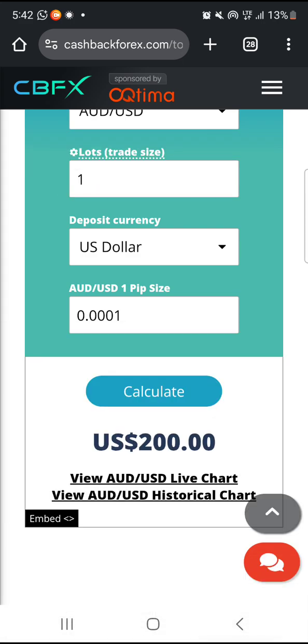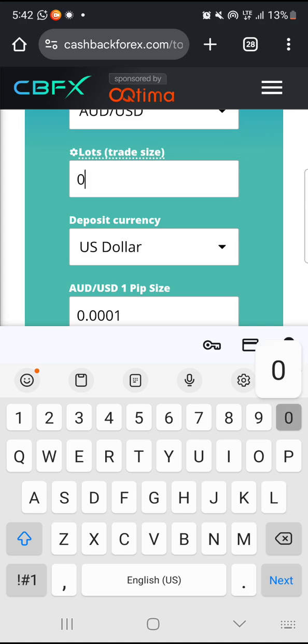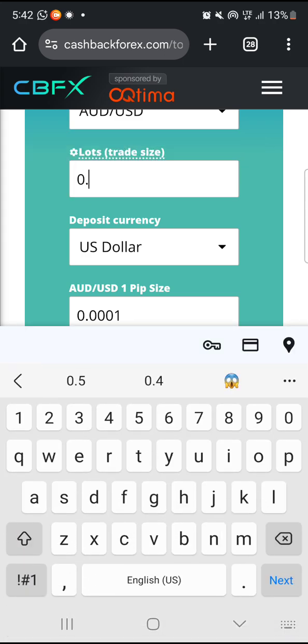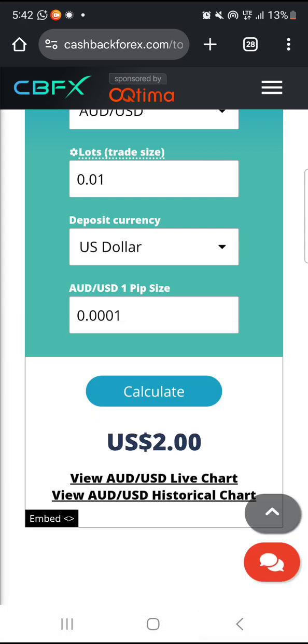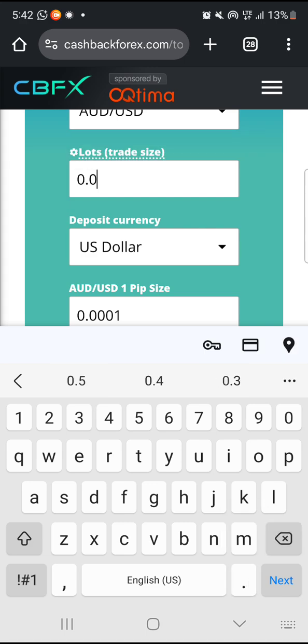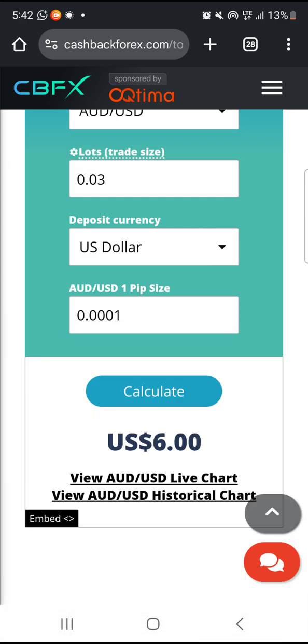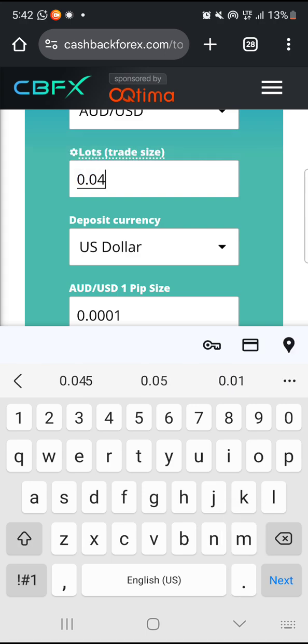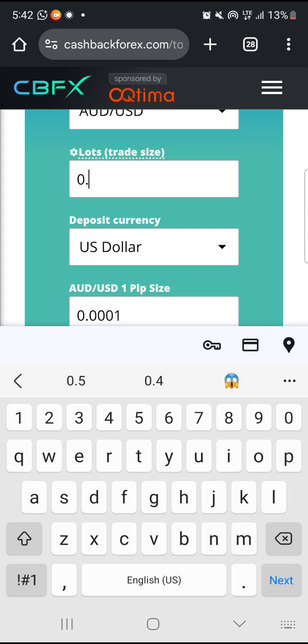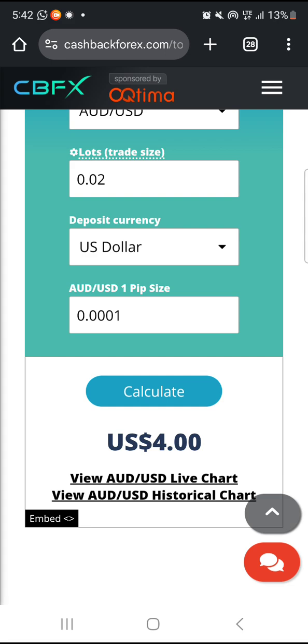If you use one lot, that's $200. If you use 0.1 lot, $20. We want $5 risk. If you use 0.01, that's $2. We want $5 risk. 0.03, $6. Okay, 0.02, $4. So you just use $4.